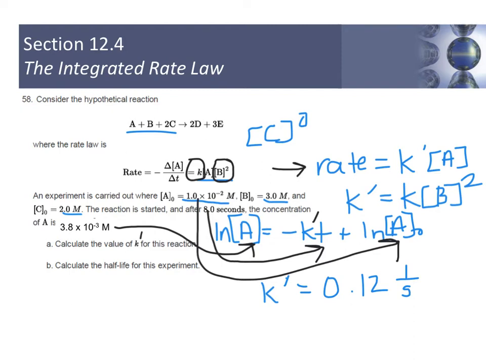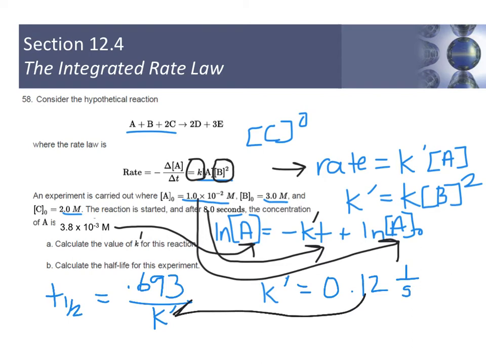Now for B, we can calculate the half-life for this experiment because we know the pseudo rate constant, and because it is first order with respect to A, we'll go ahead and use our half-life equation for first order reactions. Okay, so our pseudo rate constant can go in here into our half-life equation and we can solve. We get a half-life of 5.8 seconds.